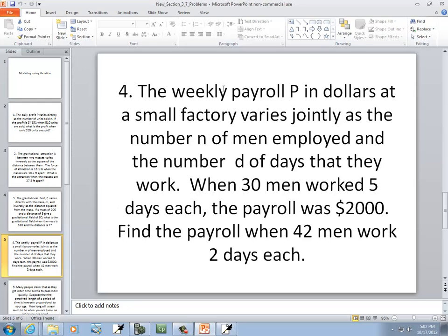Now notice this problem. I pull these out of old textbooks. I'm not very good at making up word problems, so I look for really old textbooks that I can modify slightly and so forth. This says weekly payroll P in dollars at a small factory varies jointly as the number N of men employed. Men employed implies there's no women employed there. Also, they're calling it a factory. It's been a long time since we called it a factory. Days before women worked in a factory or a plant, it was before World War II. So, when 30 men worked 5 days each, the payroll is 2,000.